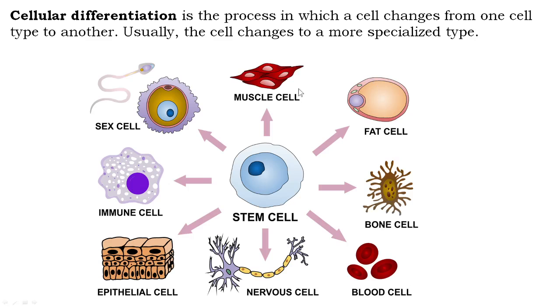So there are muscle cells, fat cells, bone cells, blood cells, nervous cells, epithelial cells, immune cells. So all these cells have arisen from a zygote, right?